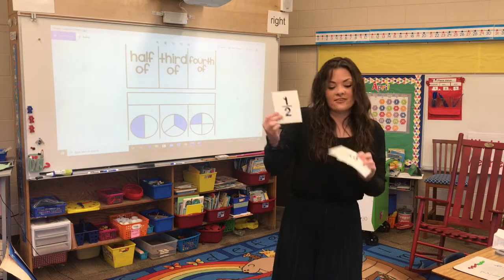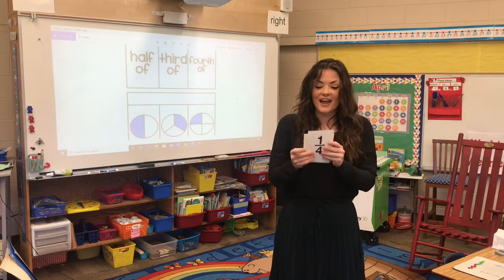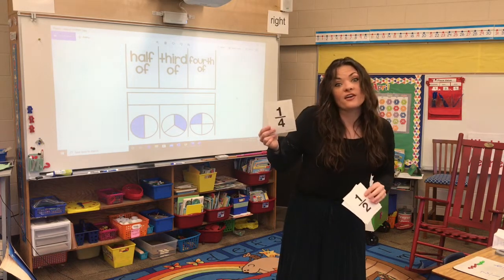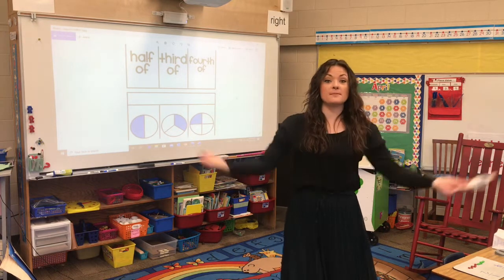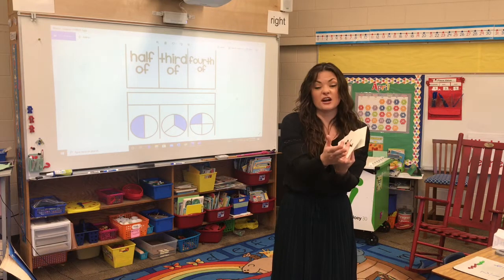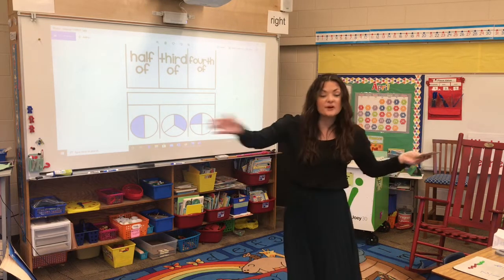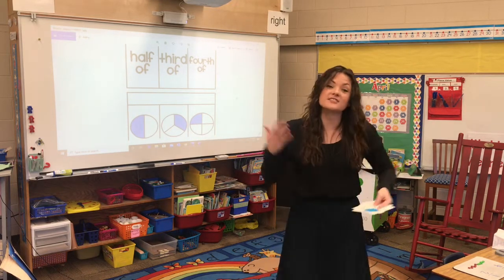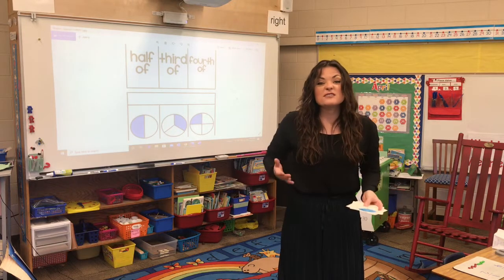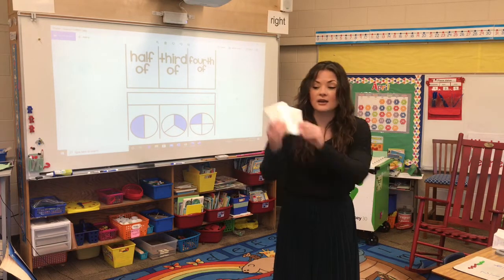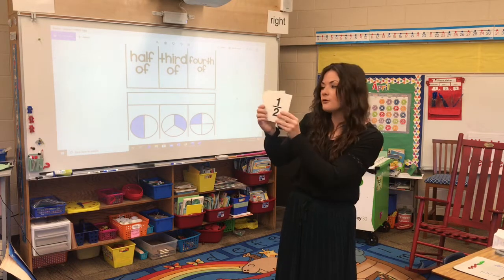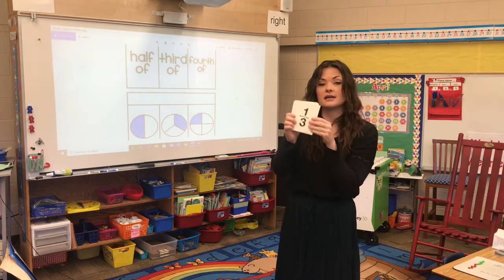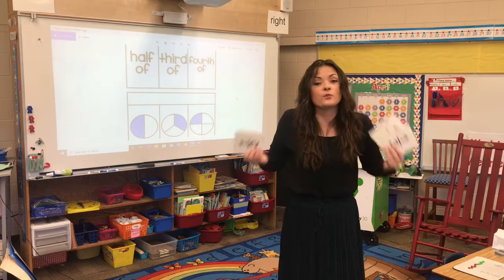Our 1/2, our 1/3, and our 1/4. Now, we talked yesterday about dividing our big pizza into half to share at our pizza party, into thirds to share at our pizza party, and into fourths to share at our pizza party. And we divided those into the correct amount of equal parts, whether it was 4 equal parts, 2 equal parts, or 3 equal parts, depending on which fraction we were using.